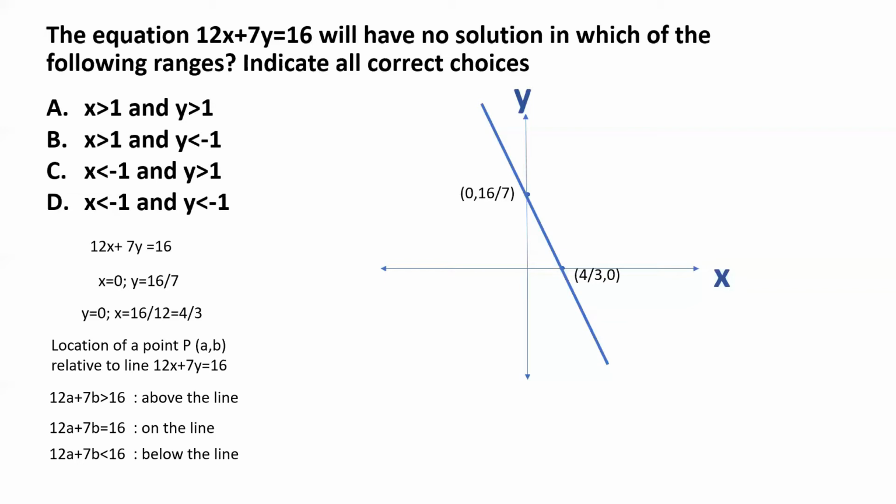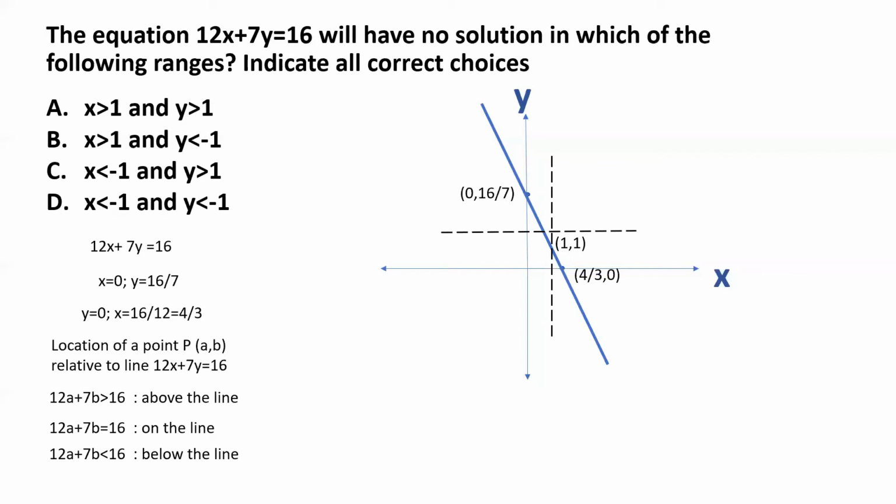The first point we need to consider, for option A, is x equal to 1 and y equal to 1. If we plug these into 12x plus 7y, we get 12 plus 7 equal to 19, which is greater than 16. So the point P(1, 1) lies above this line. We can draw that in our xy plane. That's the point 1, 1, and you can see it's lying above the line.